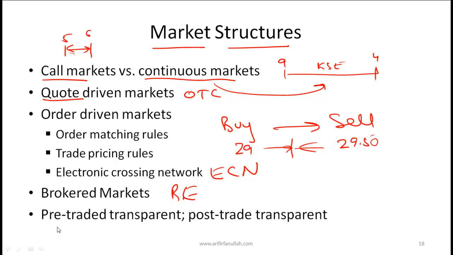So markets can be either pre-trade transparent or post-trade transparent. A market is pre-trade transparent if investors can obtain pre-trade information regarding quotes and orders. So that is a good thing.